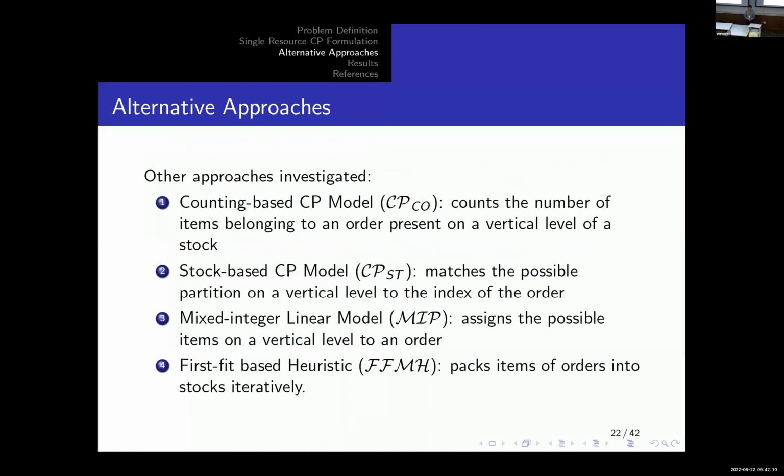In fact, beyond these 4 models in the paper, we also mentioned some other approaches. We mentioned a CP model that uses the global constraint pack, as well as another MIP model. And we found that the performance of these 2 models was inferior to the ones that are shown here. So we didn't present the full formulation of the models in the paper.